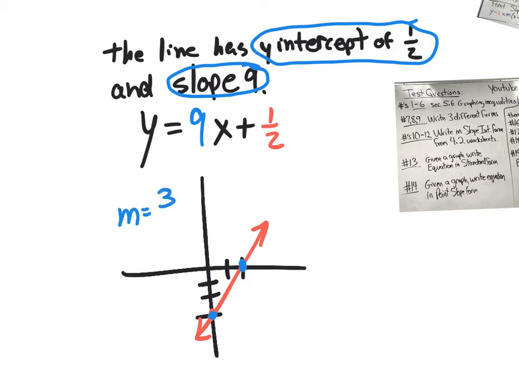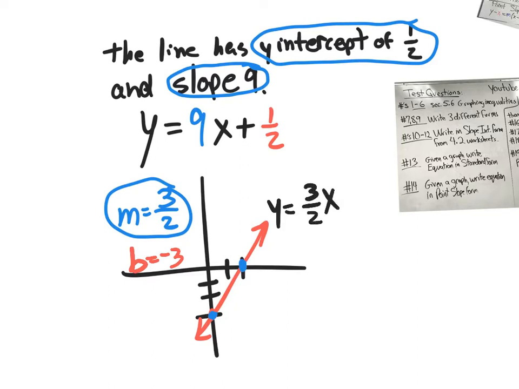Up 3 over 2. So that's your slope. And what's your y-intercept? It crosses right here at -3. So your y-intercept value, your b value, is -3. So now you could write your slope-intercept form equation. What is it? Y equals 3 over 2x minus 3. You see? It's easy, right?